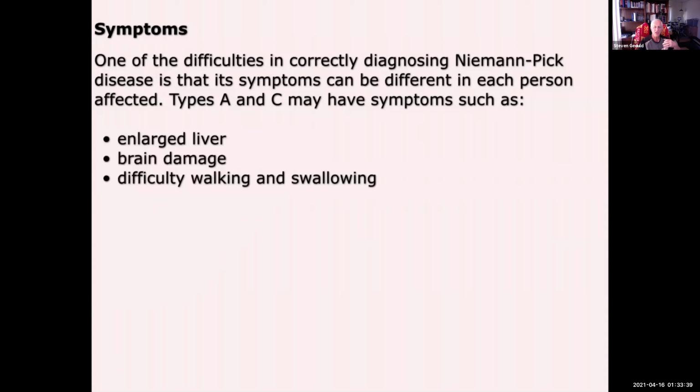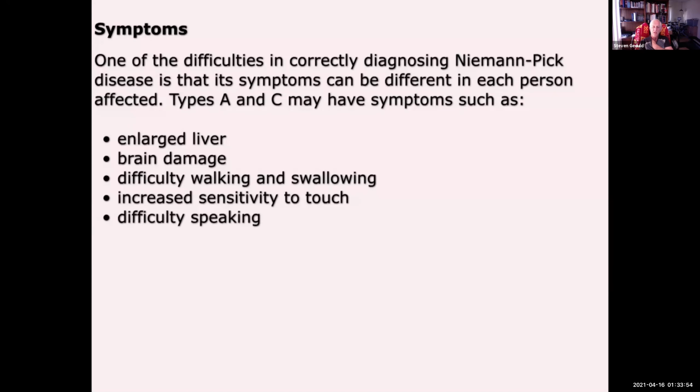Difficulty walking and swallowing. They can't eat. Again, depending on what area of the brain is being affected, and then the coordination between walking. Increased sensitivity to touch, they become very sensitive. Difficulty speaking, which affects the speech center of the brain. Loss of muscle tone, hypotonia. So all of those can affect the brain in different ways.